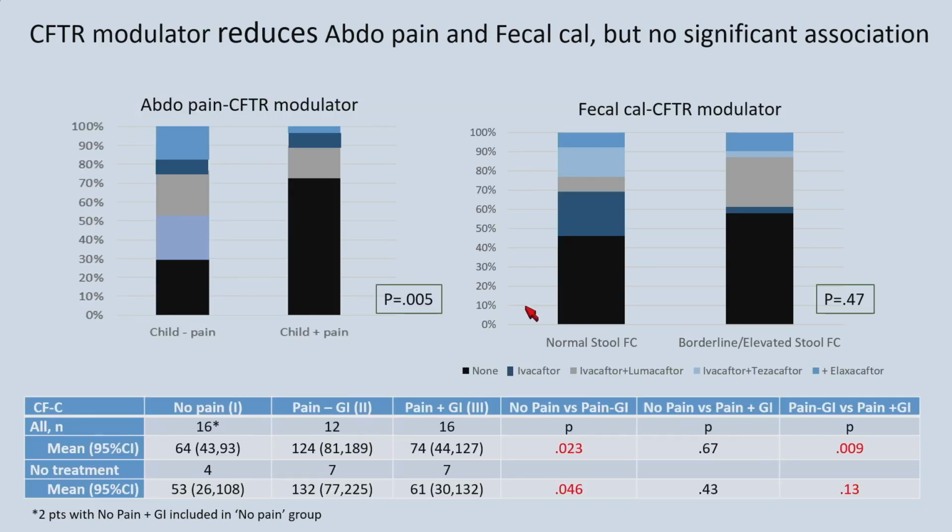About 45% of children in our cohort were on CFTR modulator treatment. So we examined how this affects abdominal pain and intestinal inflammation. There were more children on CFTR modulator in the no pain group, and we observed a tendency of more normal fecal calprotectin in those on CFTR modulator. However, as the table shows, whether we look at all children or only those who are off treatment, the mean fecal calprotectin level is significantly higher in children with abdominal pain.